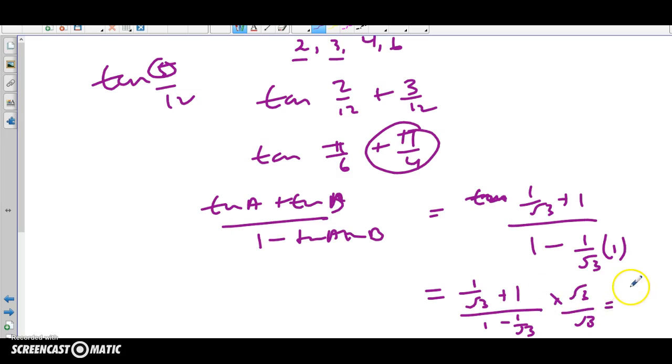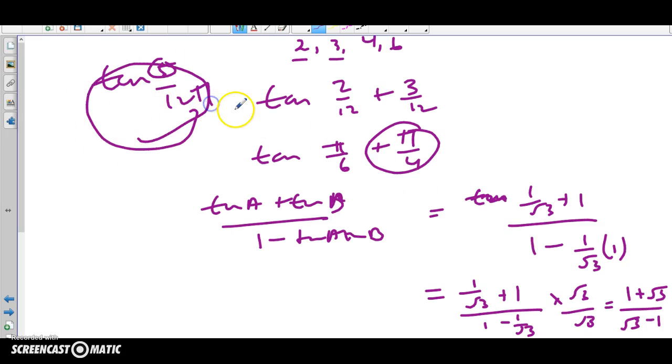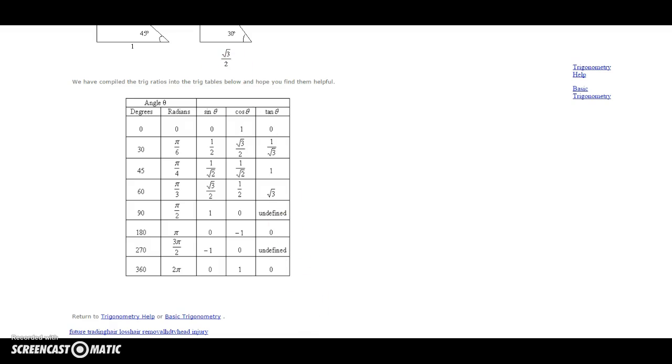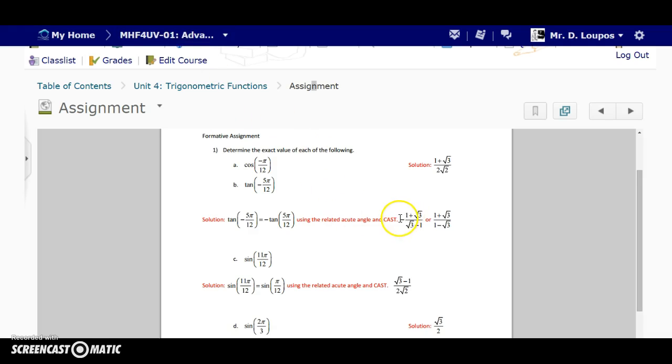Okay, and if you do that, you're going to end up with root 3 over root 3, which is 1, root 3 times 1, which is root 3. This is root 3 right here, and that is minus root 3 over root 3, which is minus 1. Now, I said earlier that that is tan of 5/12 pi, but I wanted the negative of that, so I throw a negative in front of the whole thing. And that is the answer that they've given you right here. Okay, so that's this guy right here.